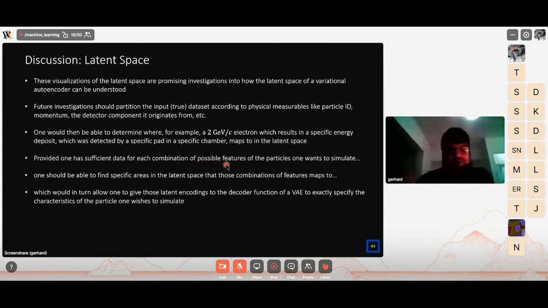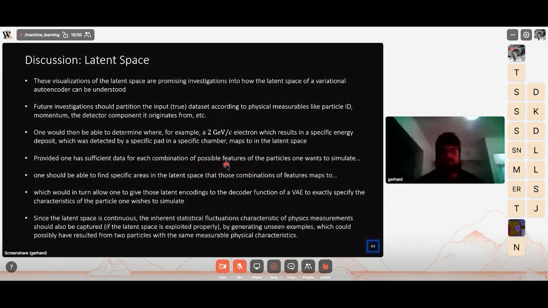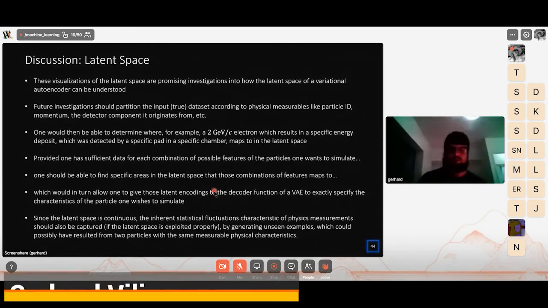Yeah, so I basically just explained all of this. But if you have sufficient data for each combination of possible features, then you should find specific areas of your latent space that actually produce those specific images. Then, if you want to produce those kinds of particles with those specific measurables in production, you can just give the specific latent encoding which maps to that, and then you can simulate that specific kind of particle, which is kind of what the Monte Carlo simulations do.